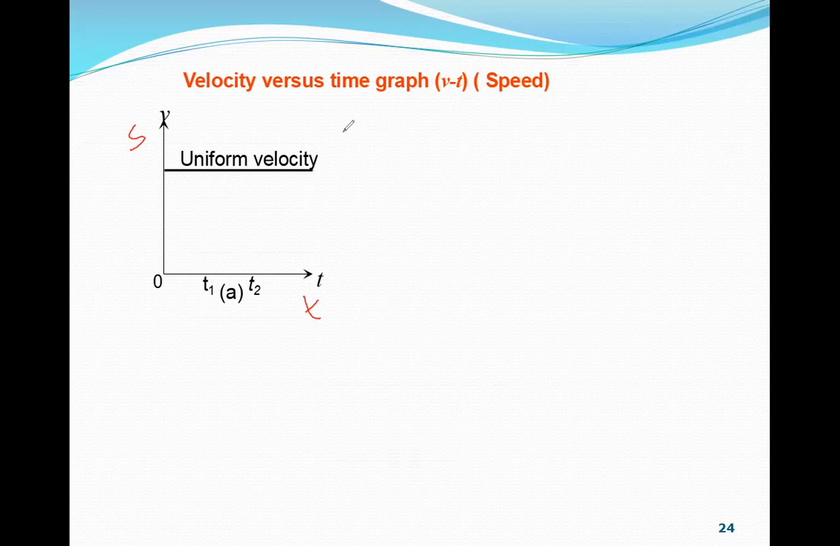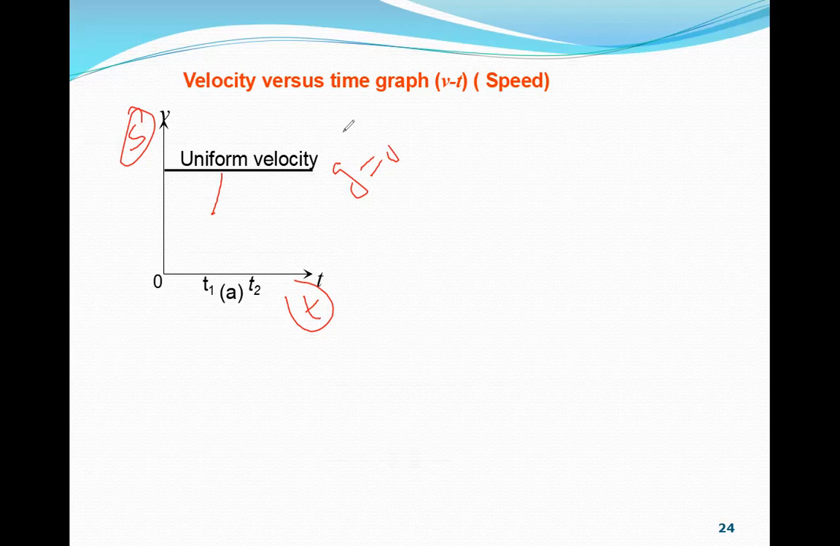Then this straight line, which is parallel to the x-axis, the gradient will be 0. It means in the ST graph, this line shows the body at rest because speed is 0. I am talking about the ST graph.